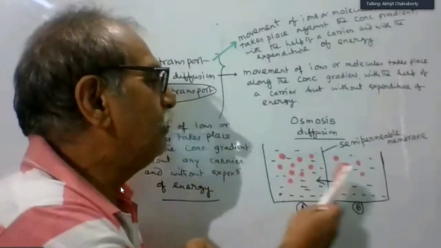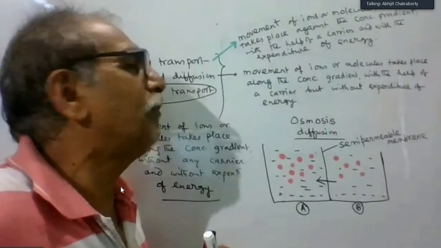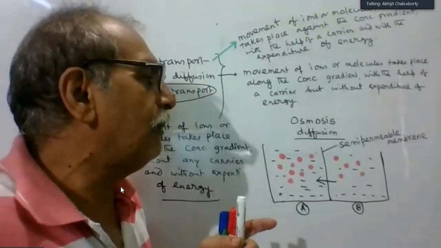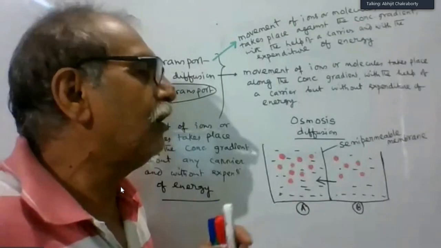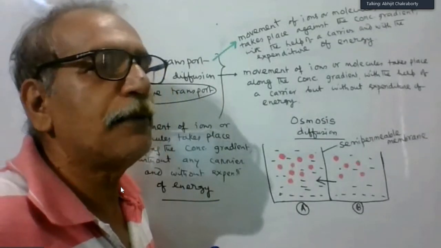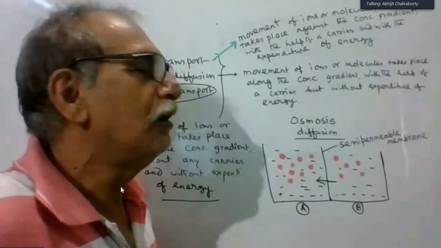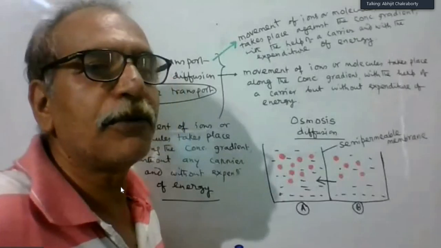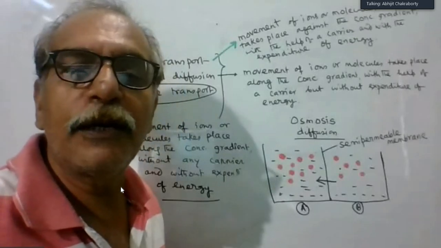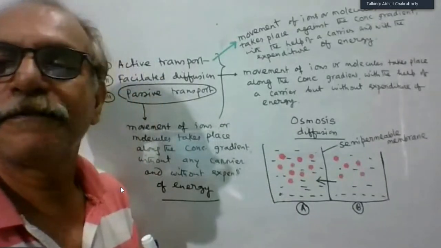So we can say when two solutions of different concentration are separated by a semi-permeable membrane, movement of solvent takes place from a region of higher diffusion pressure of solvent towards the region of lower diffusion pressure of solvent, or from a region of higher concentration of solvent towards the region of lower concentration of solvent. But don't forget it's not the solution. Clear? Osmosis?